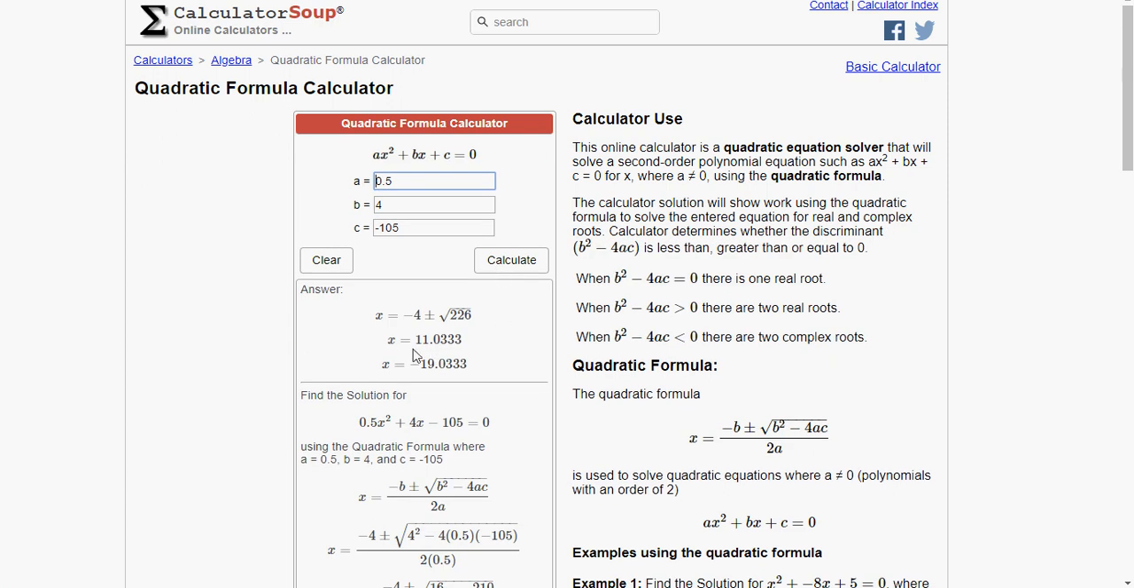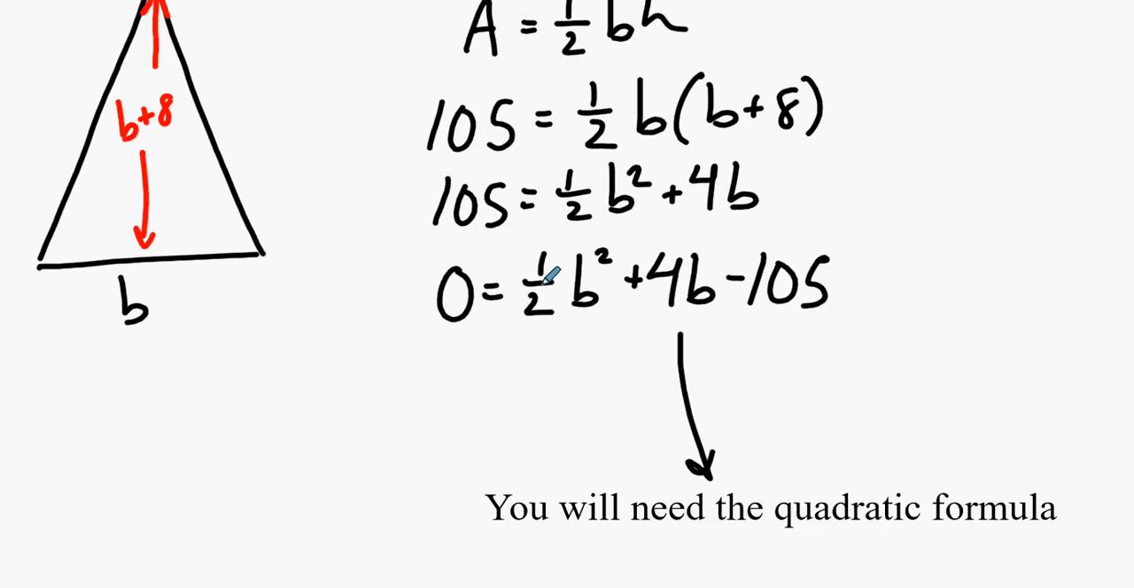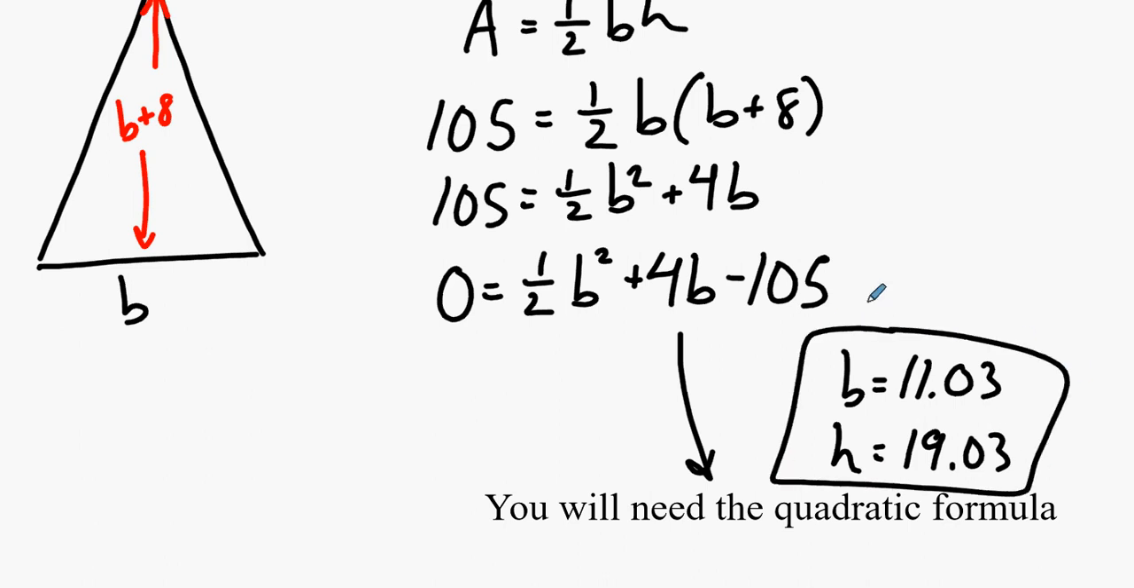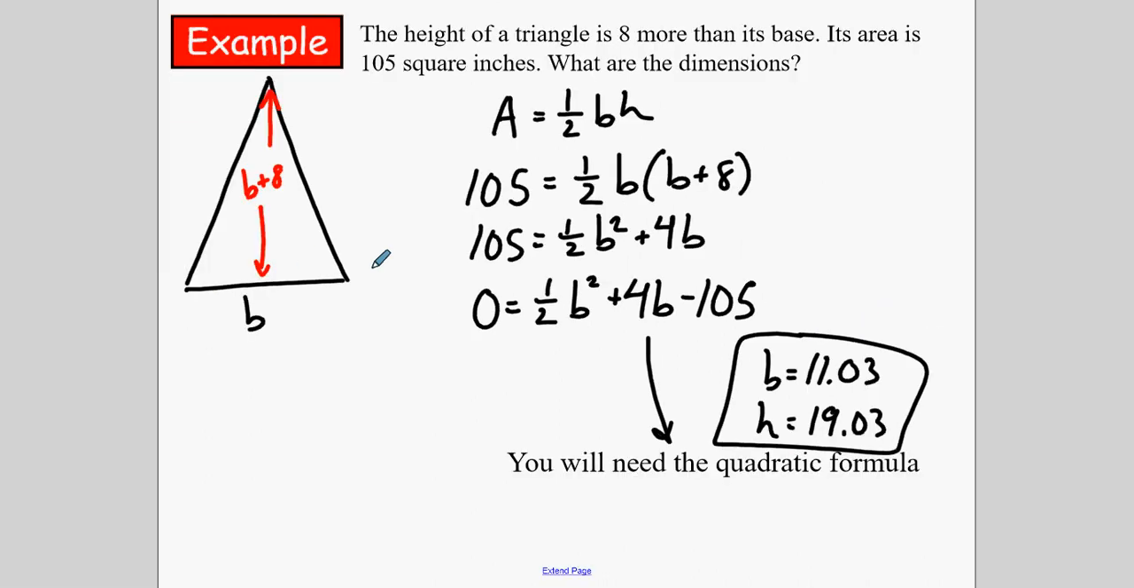And it tells me my value should be 11.03 and negative 19. It's not going to be the negative, so the base is 11.03. And then it said the height is 8 more than that, so if I add 8 more, it'd be 19.03. And that should be the dimensions of my triangle. Let's check it and see. If I multiply those two numbers, 11.03 times 19.03, and then take half of it, I'm going to get 105. So it works. Draw a picture. Picture is super helpful for solving geometry problems.